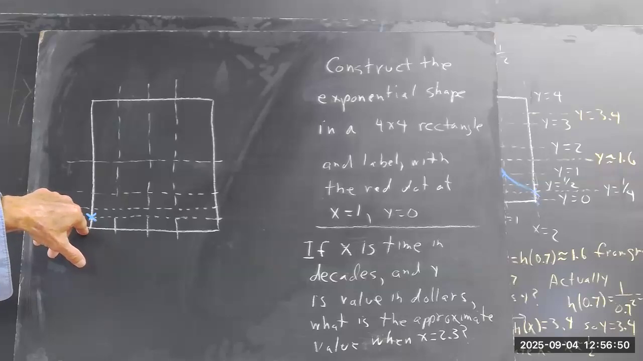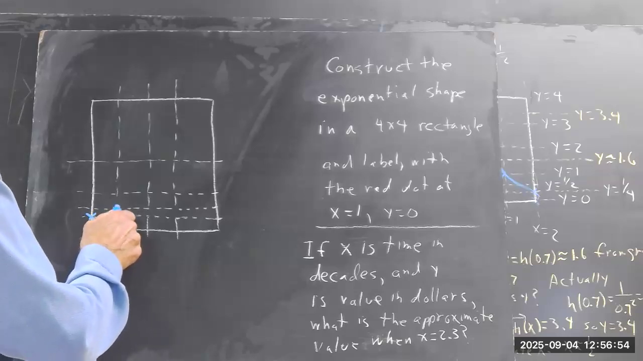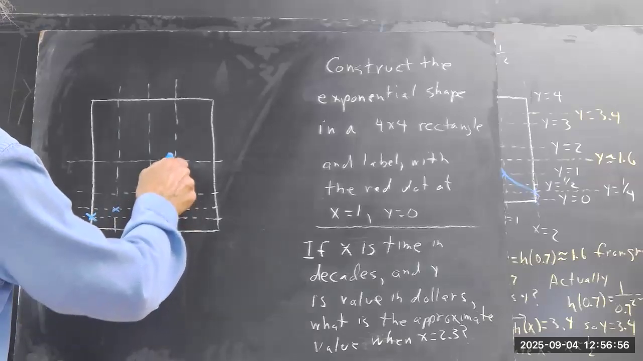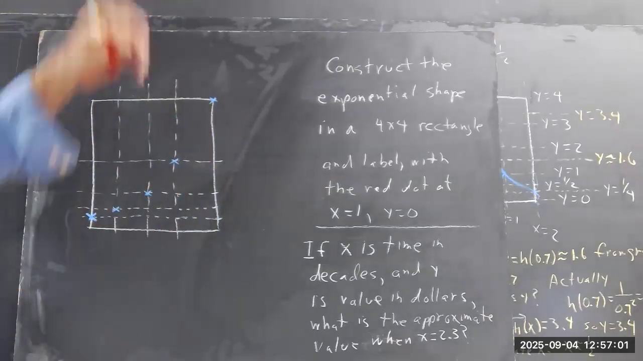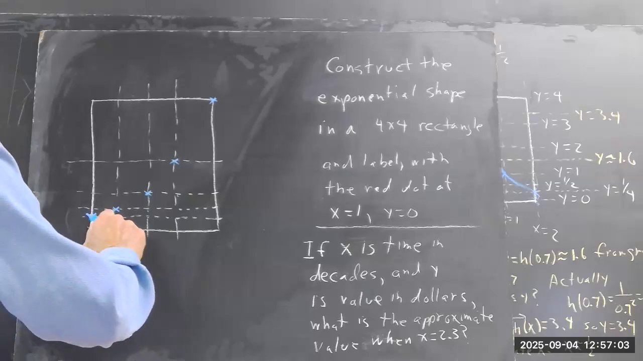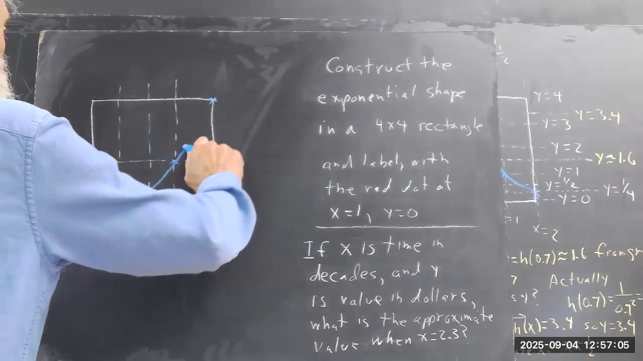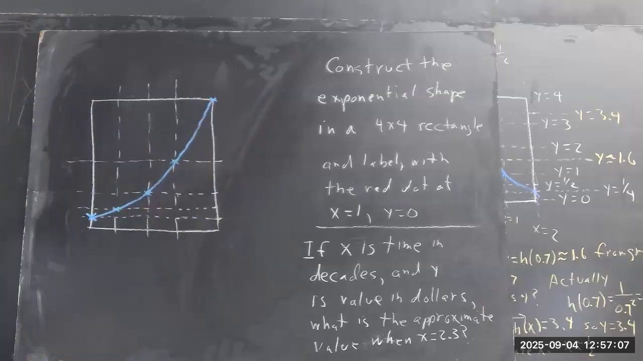It doesn't go there. So you want to be careful about that, because now if you go over one line, up one line, over one line, up one line, over one line, up one line, over one line, up one line, you get a pretty clear shape, and you can sketch a curve. And that's your exponential shape.